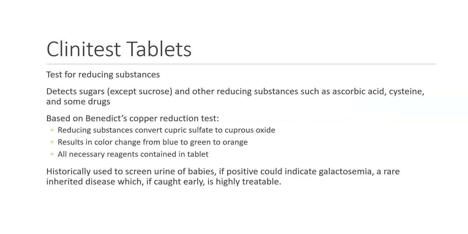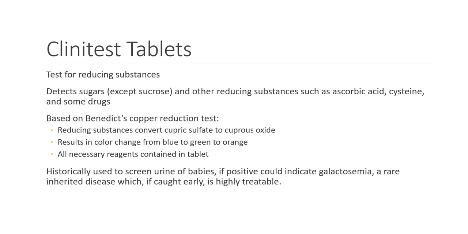Clinitest tablets are used to test for reducing substances. So in the past, if we had a positive glucose, we would do this test to see if there were other sugars besides glucose present. So this detects sugars except sucrose and other reducing substances such as ascorbic acid, cysteine, and some drugs.